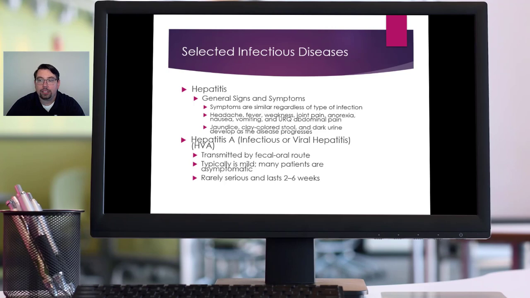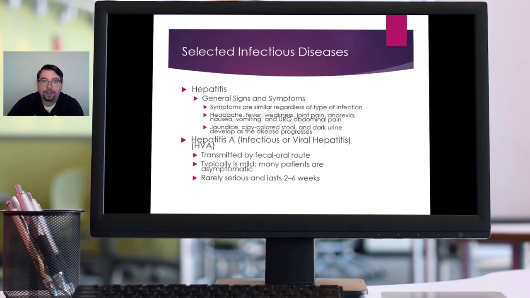With hepatitis, general signs and symptoms are going to be typical, are the same regardless of what you're dealing with. Most of your hepatitis symptoms are going to be pretty generic based on any type of infection. Headache, fever, weakness, joint pain. Jaundice may develop, clay-colored stools, and dark urine may also happen as part of hepatitis.